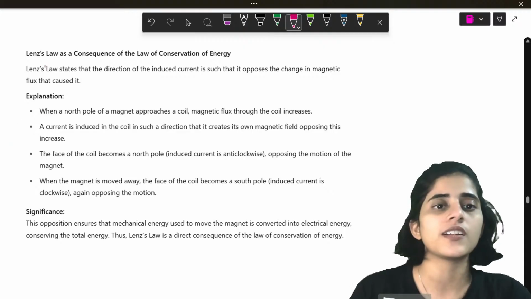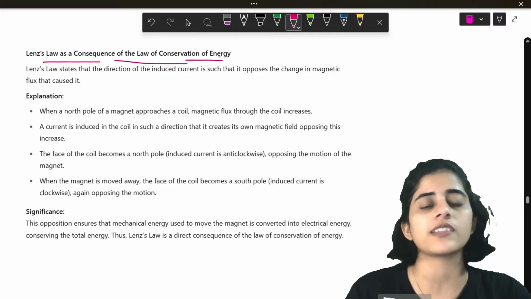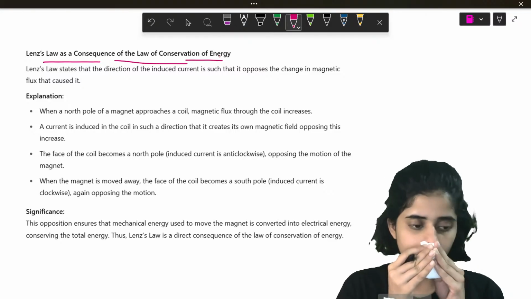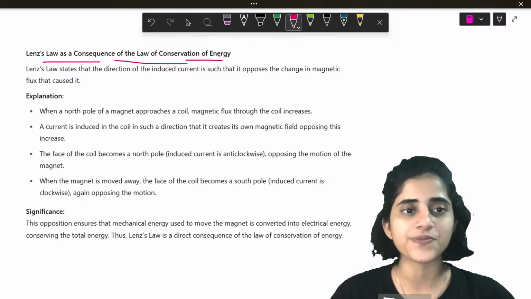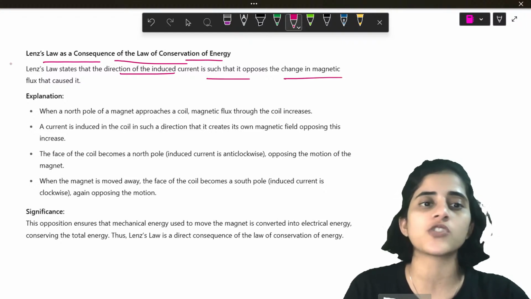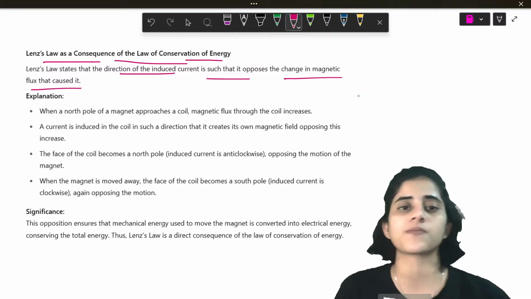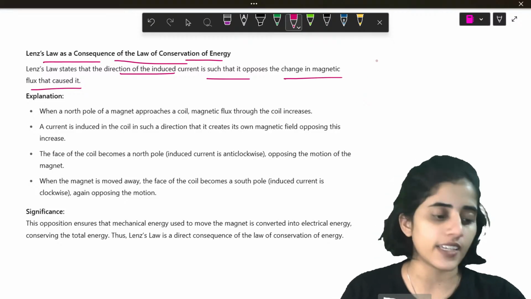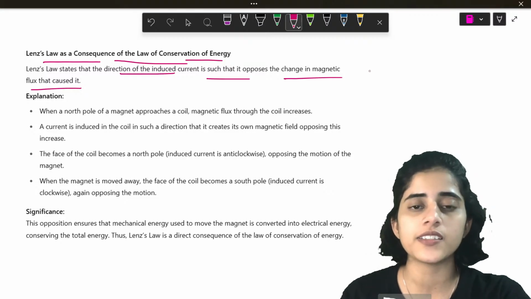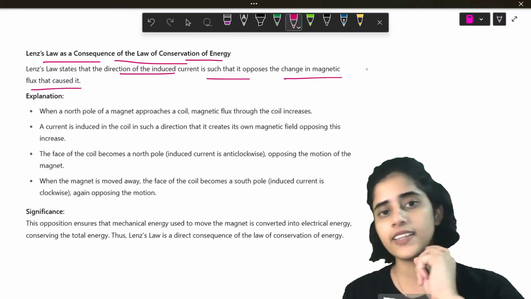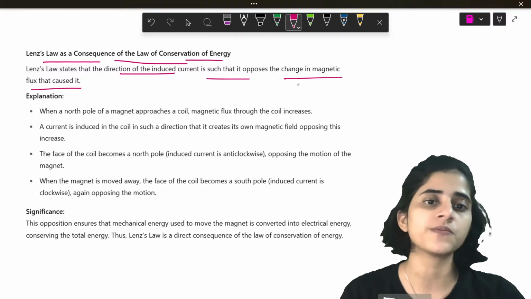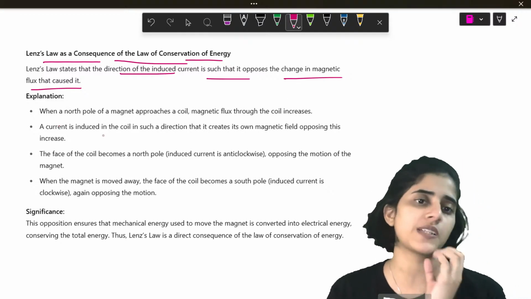Okay, next question. Lenz's law as a consequence of the law of conservation of energy. What is Lenz's law? Lenz's law states that the direction of the induced current is such that it opposes the change in magnetic flux that causes it. So, let's say the direction of the induced current is opposing the change in magnetic flux that produces it. I have put a simple explanation also here.